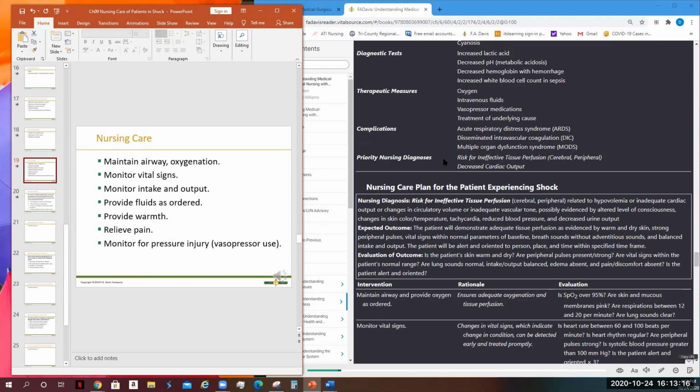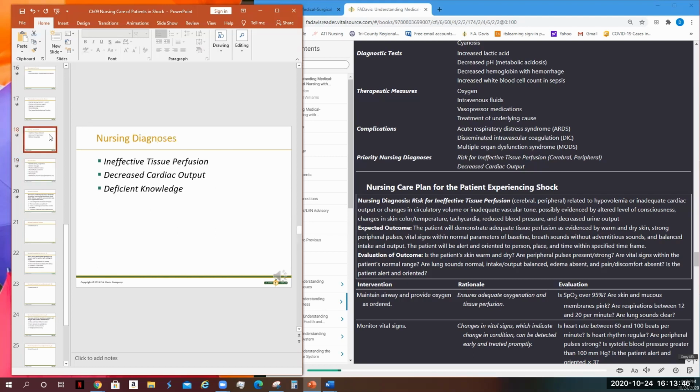Complications include ARDS, DIC, or MODS. So ARDS is acute respiratory distress syndrome. DIC is disseminated intravascular coagulation. And MODS is multiple organ dysfunction syndrome. So the priority nursing diagnosis will be risk for ineffective tissue perfusion, either cerebral and/or peripheral, decreased cardiac output.